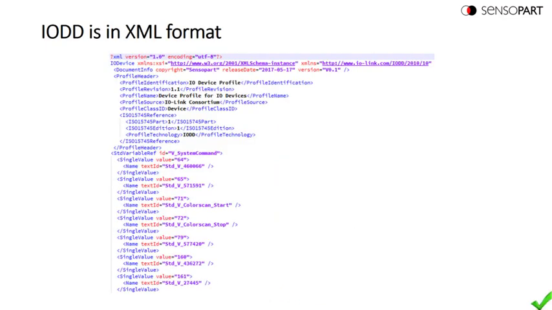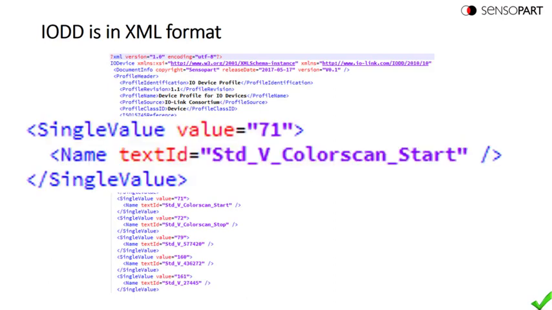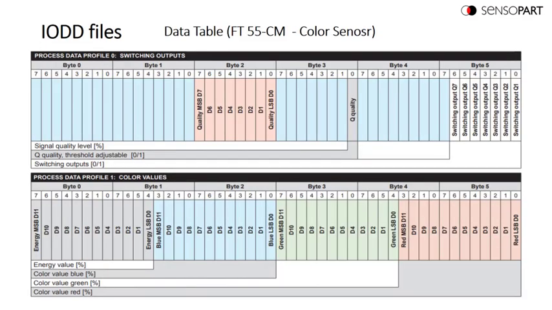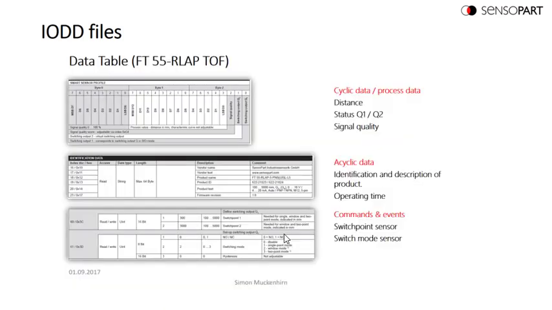This is an example of XML. The color scan start here is going to be at a value or a byte of 71. The point of this slide is just that XML is something that machines can understand and people can understand. You don't have to know XML because your sensor company will provide you with a data sheet showing a memory map of everything in the sensor. This one in the lower left has energy in red, green, and blue because it's a color sensor. This one's broken down into cyclic data at the top and then acyclic data and then events and commands at the bottom, which is part of the IO-Link specification.